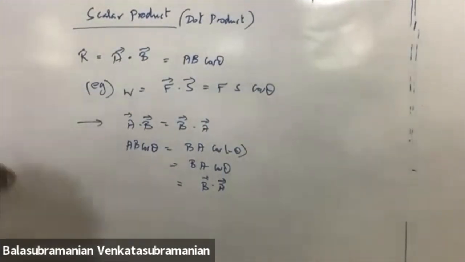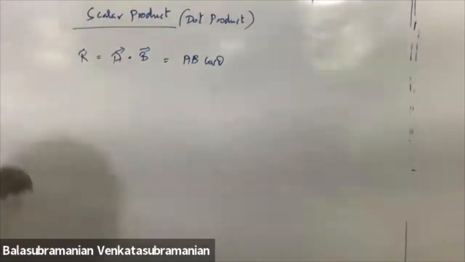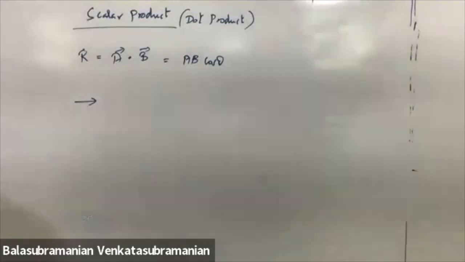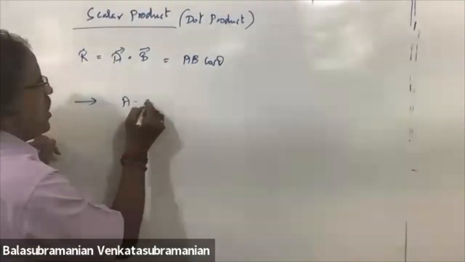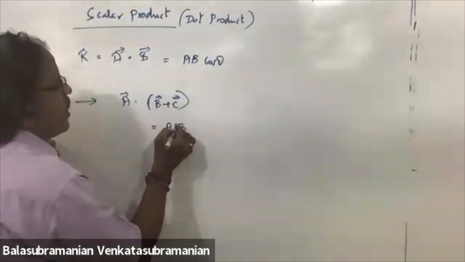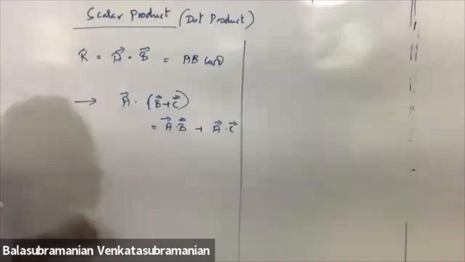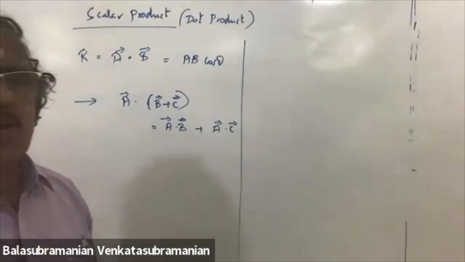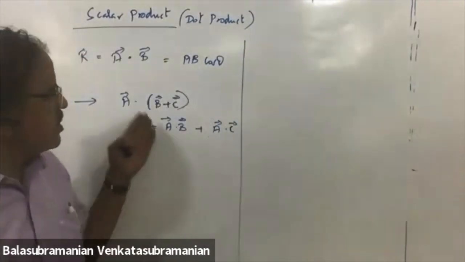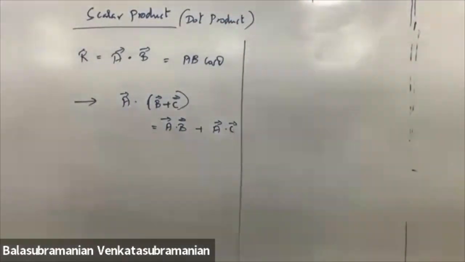Next step. Distributive law. A dot B plus C is equal to A dot B plus A dot C. This is called distributive law. Distributive law for scalar product of three vectors here. A, B, C, three vectors here. Simple concept now. Everything we can prove.